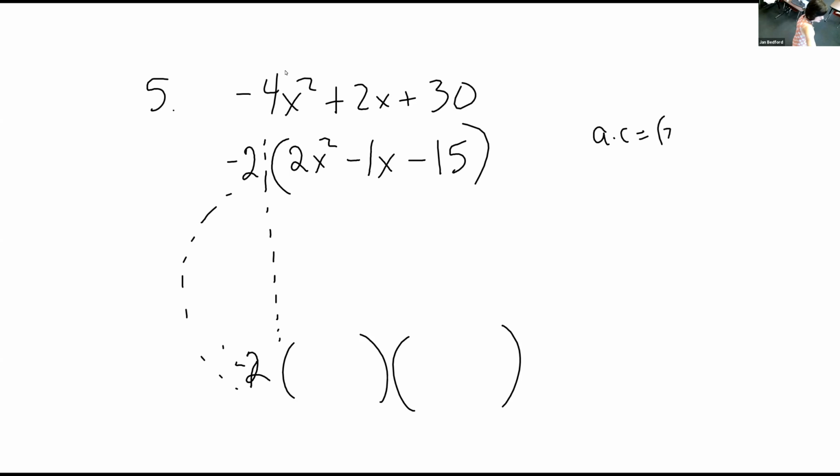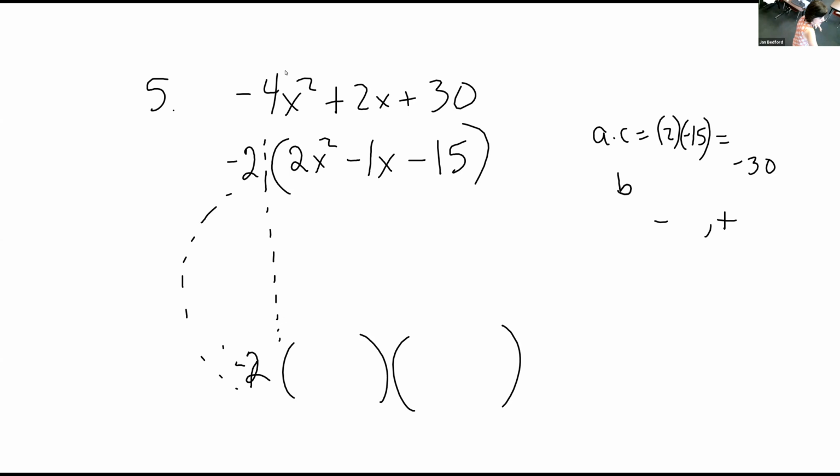It's a positive 2 now. What would my C be? Negative 15. If I multiply those, what do I get? That's a negative 30. And if it's negative 30, talk to me again about signs. Same or different? If I multiply and I get a negative, I know they're different. So that means one's going to have to be a negative, one's going to be a positive. All right, what else do I need to look at so then I can figure out something about the numbers?